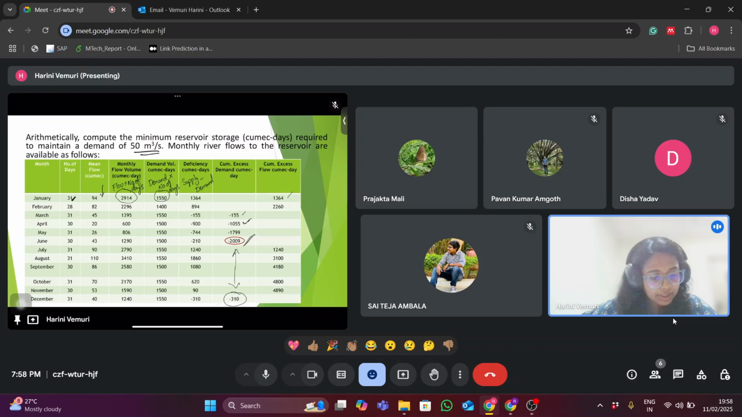Here we can see that at this stage in August month the storage in the reservoir will be 3100, which can be used to meet this deficiency. So within 2 months we can meet this deficiency. That's how we calculate the minimum reservoir storage required to maintain a demand of 50 meter cube per second.